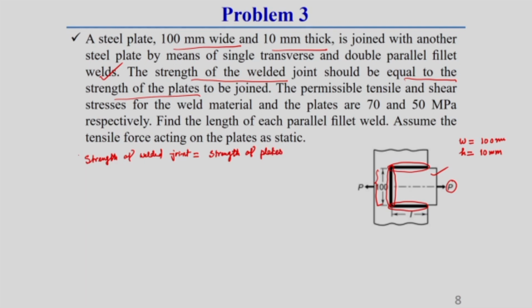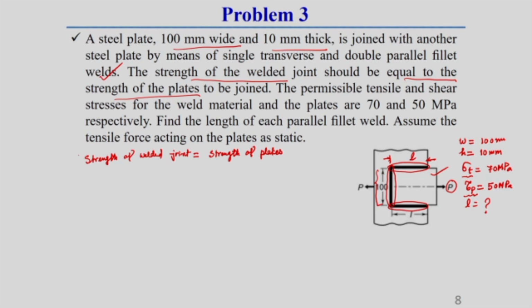Okay. The permissible tensile and shear stress. So, here permissible tensile stress is 70 MPa and permissible shear stress tau p, here I am writing as 50 MPa. Why these two stresses are given? Because here one is transverse and two is parallel. For parallel this tau p will be required, for transverse generally sigma t will be required, that is why. So, find the length of each parallel fillet weld. So, we have to find out what should be the length of this parallel fillet weld, that means each parallel fillet weld what should be the length.